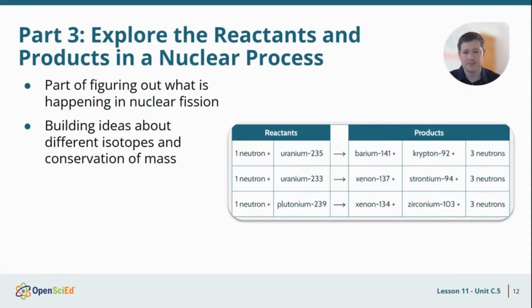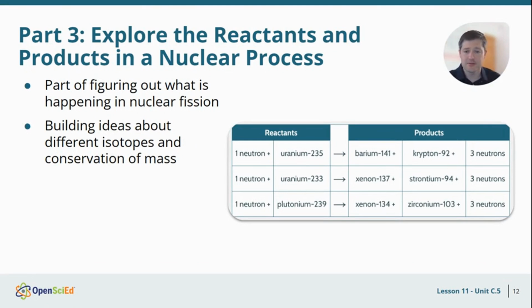Some key moments here. In part 3, students are going to first explore the reactants and products in a nuclear process. We use this terminology so that there would be parallels to the types of chemical reactions that students have seen so far. And ultimately, what's going on here is students are going to figure out what happens in nuclear fission. You start with a neutron coming in, and then whatever the initial element is, and then you get out 2 different elements, which are much smaller, as well as some extra neutrons.